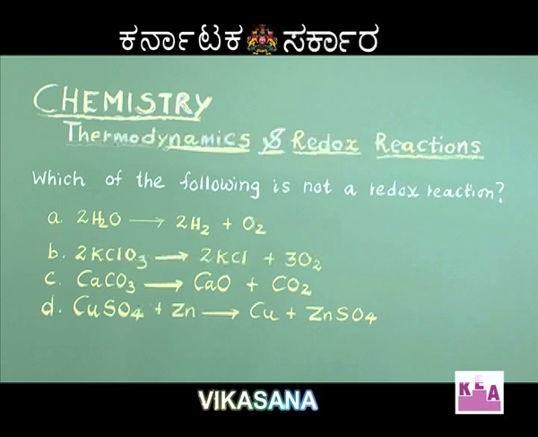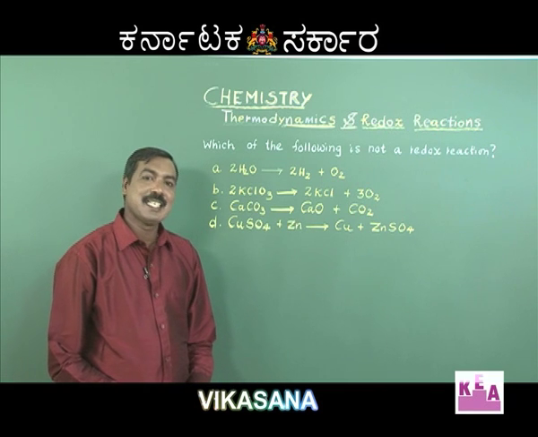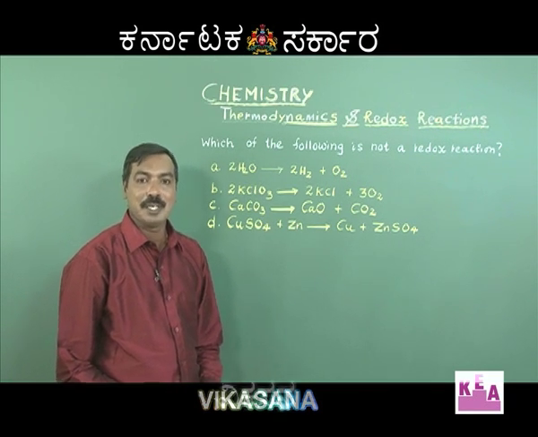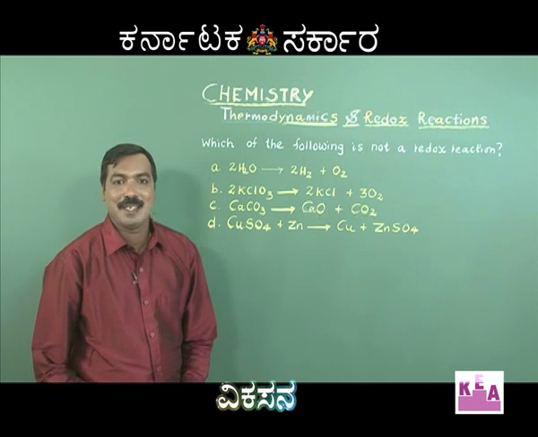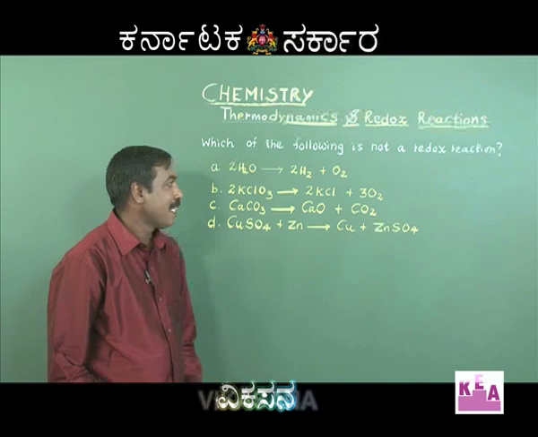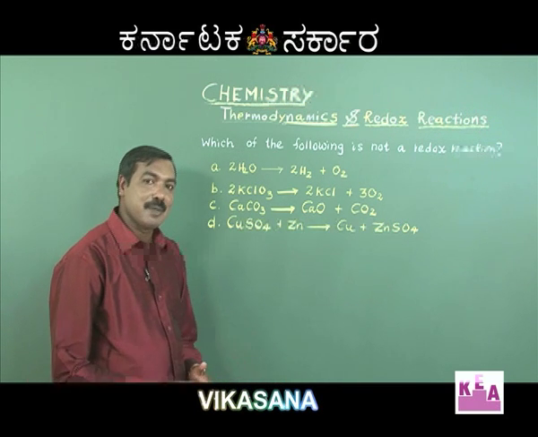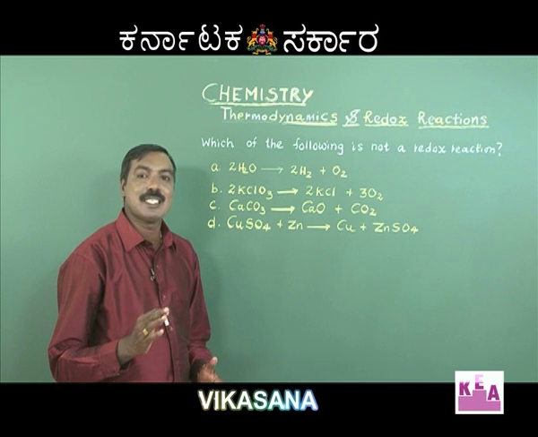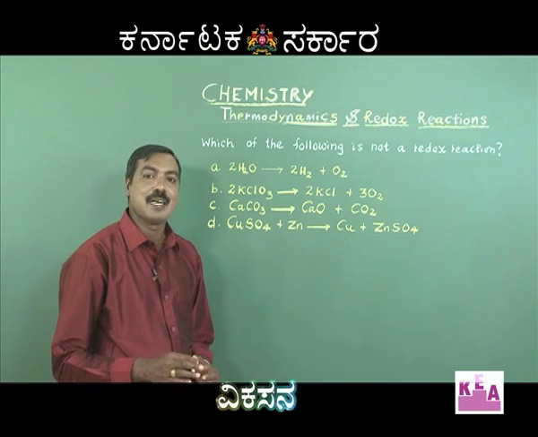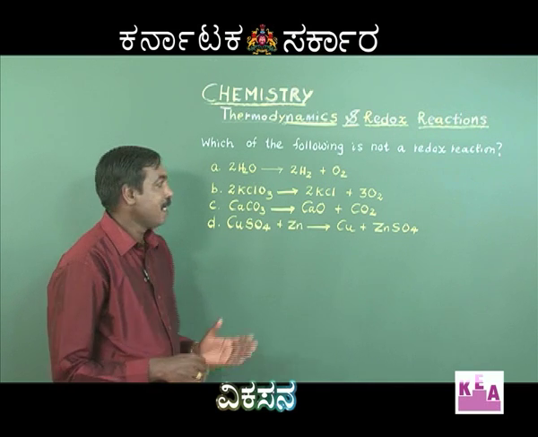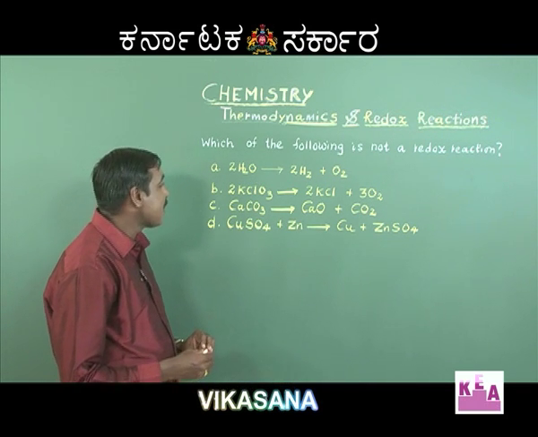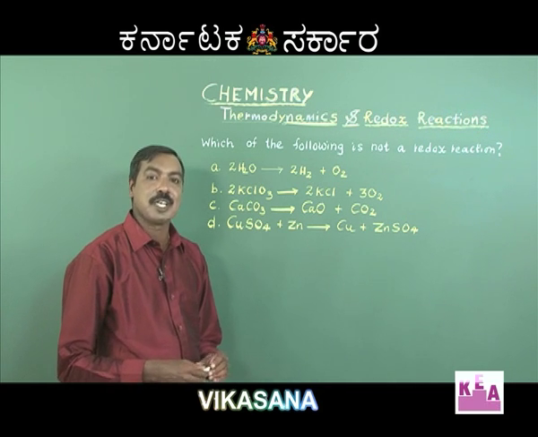Next question, which of the following is not a redox reaction? There are different categories of redox reaction. One is combination, another is decomposition, another is metal displacement. In this, I don't have a combination example, but you know that Na plus Cl2 can give NaCl. It is an example of a redox reaction again. Here, options A, B and C are examples of decomposition reactions.